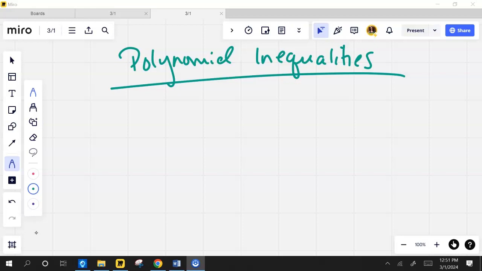All right, polynomial, is it working, Alex? Thank you. All right, polynomial inequalities. I'm going to start easy. I'm going to start with a quadratic.